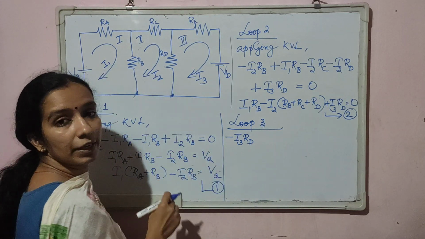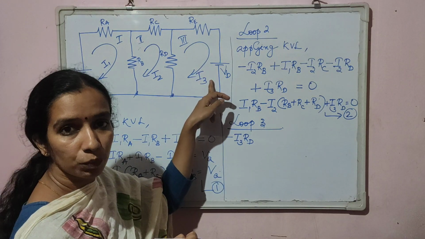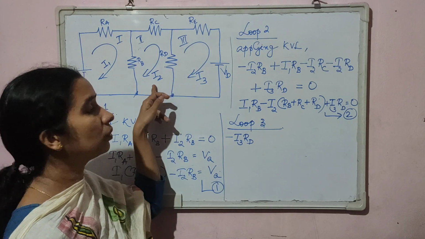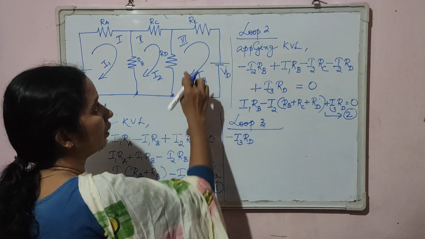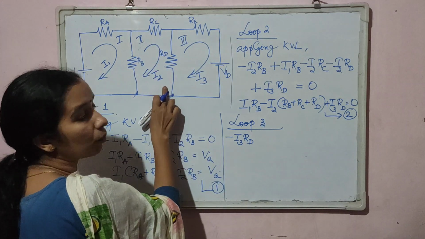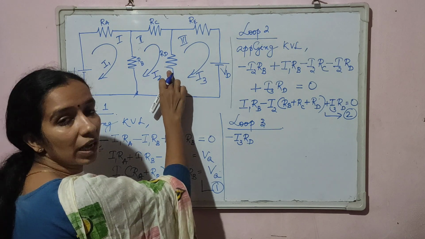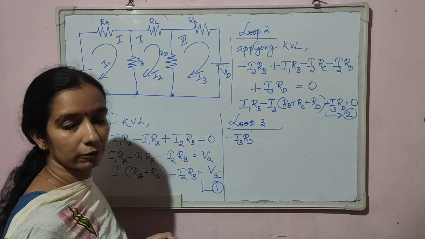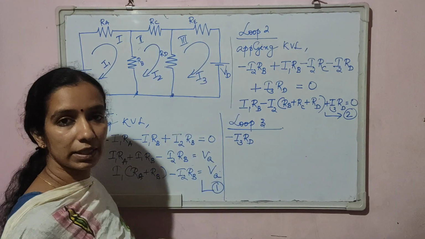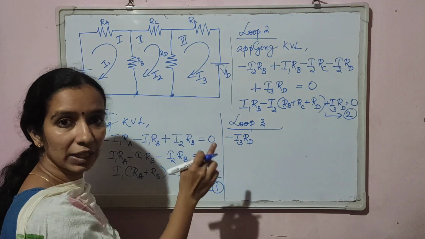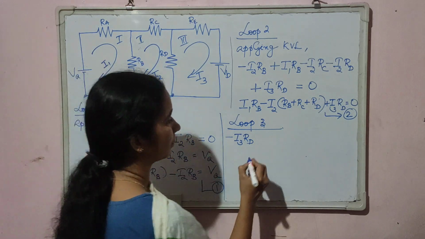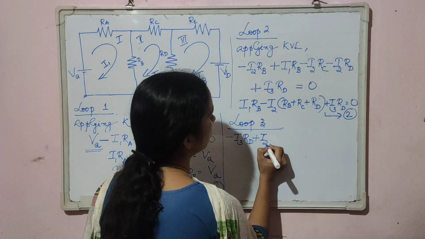Okay. So now RD is common to loop 3 and loop 2. So there will be a voltage drop on RD due to I2 also. And we are tracing loop 3 in this direction, but I2 is flowing in the opposite direction. So voltage drop across RD due to I2 will be positive. Current flow direction is opposite to that of the direction in which we are tracing the circuit. So voltage drop due to that particular current will be positive. That is plus I2 into RD.